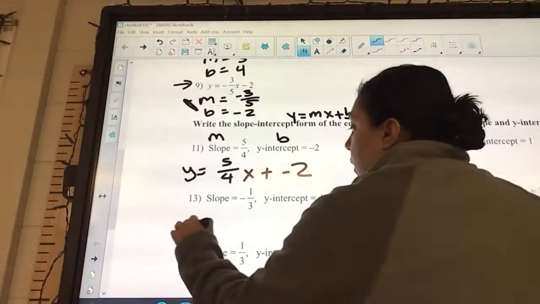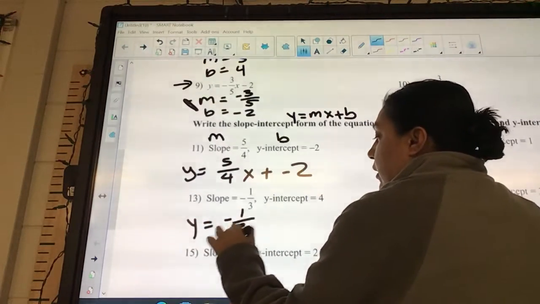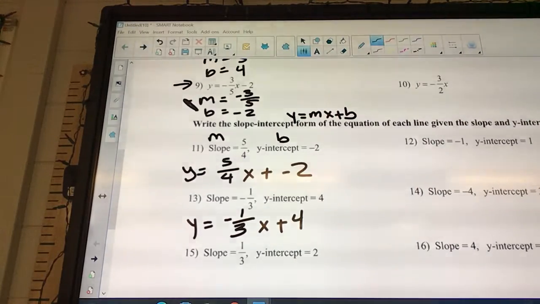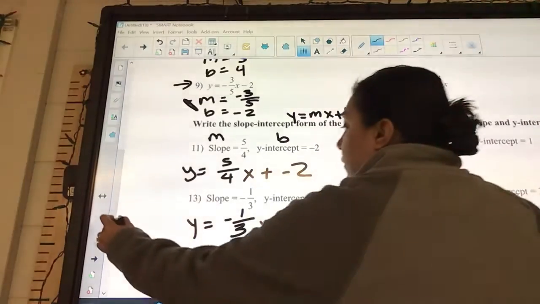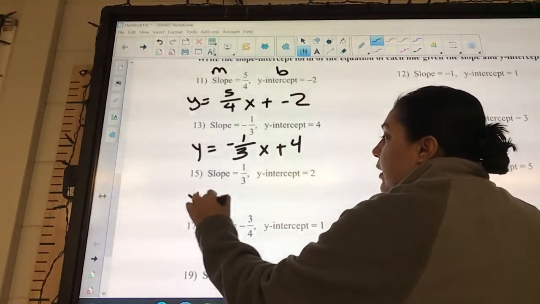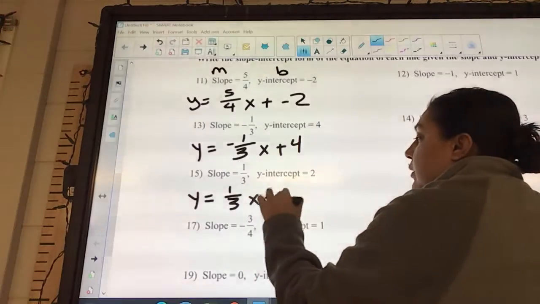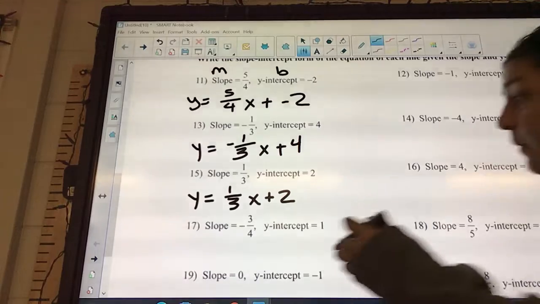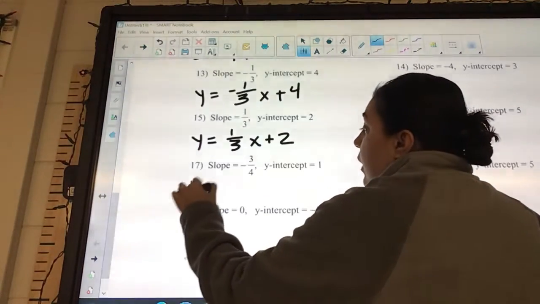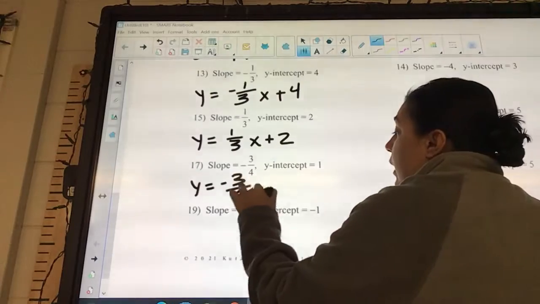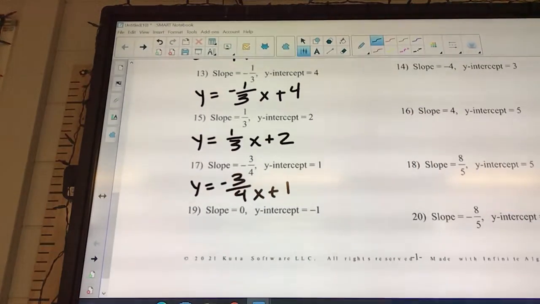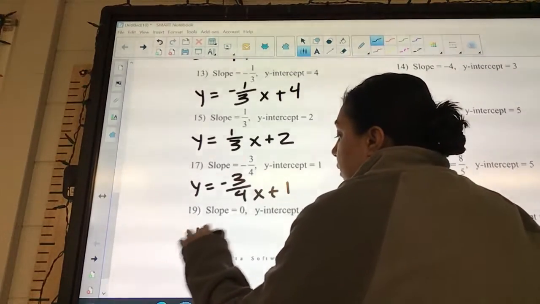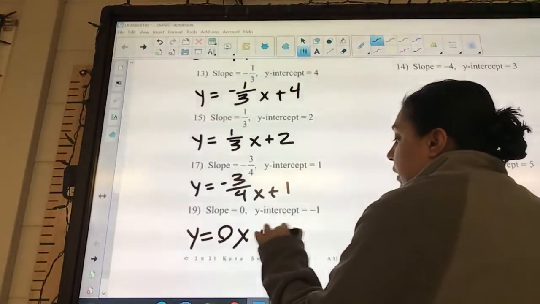Okay, 13, I got y equals -1/3 x plus 4. I'm going to have y equals 1/3 x plus 2. 17, I got y equals -3/4x plus 1. And then I got 19, y equals 0x plus -1.